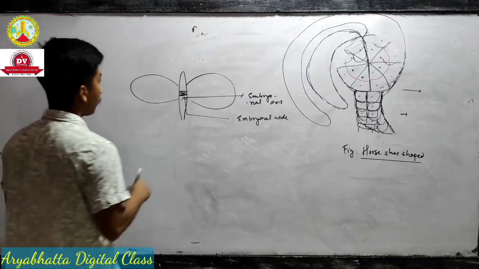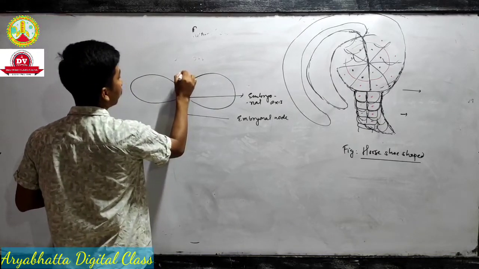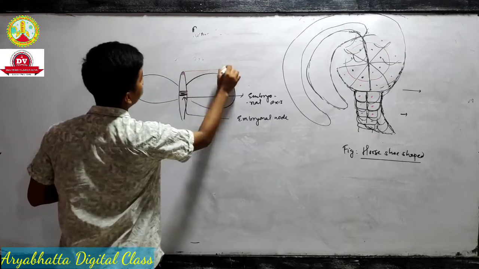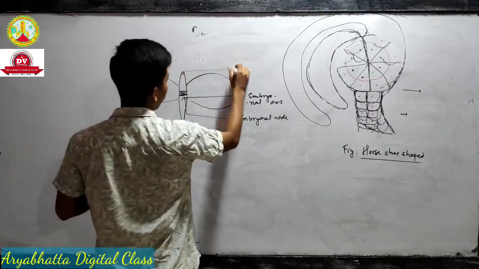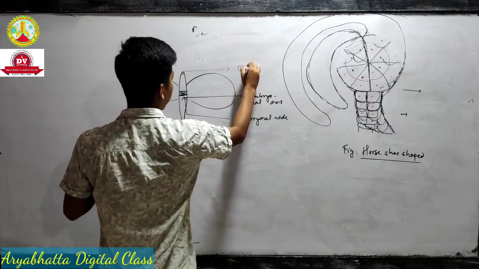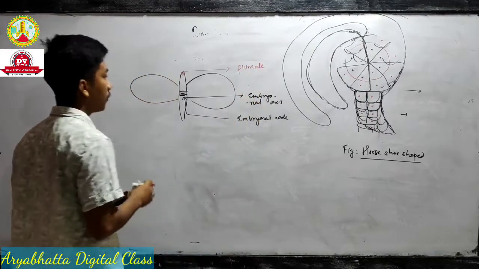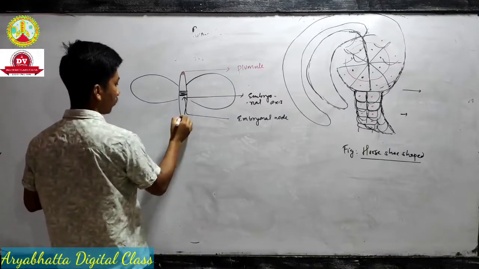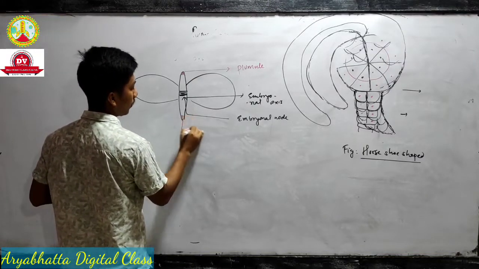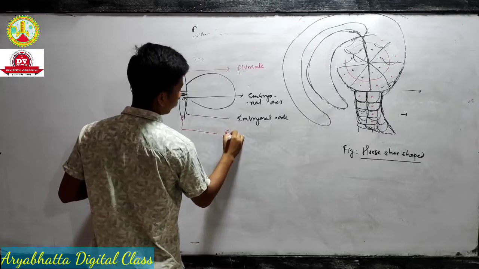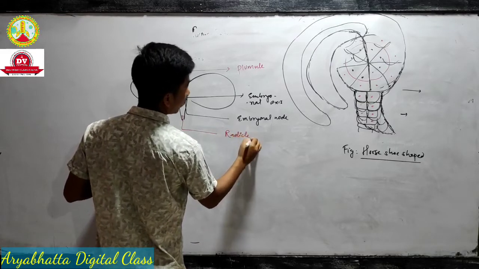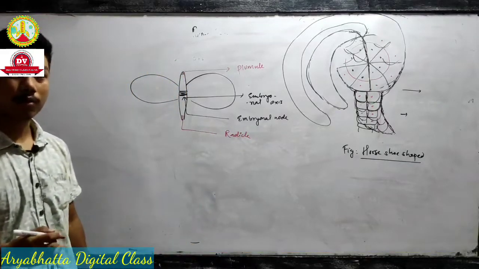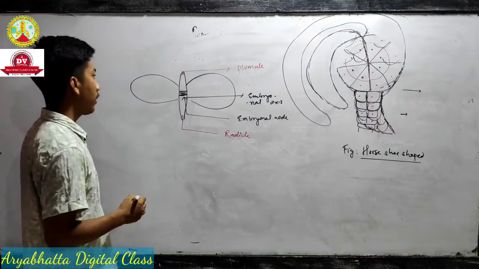Okay, and the region at the upper part here is known as plumule, which gives rise to the shoot structure, and the lower tip region is known as radicle, that gives rise to the root structure.